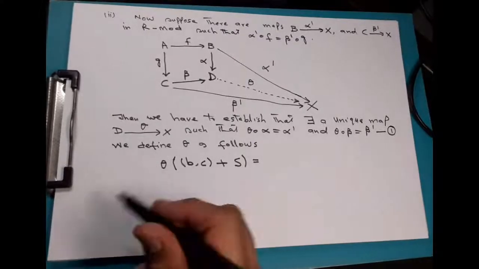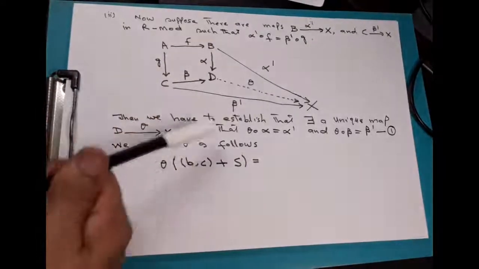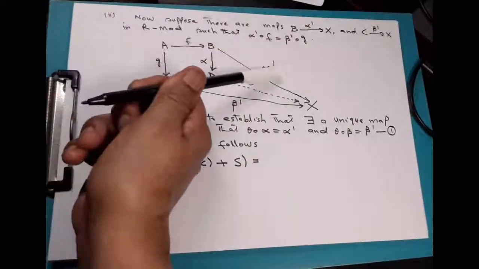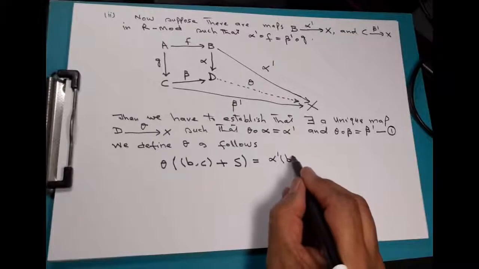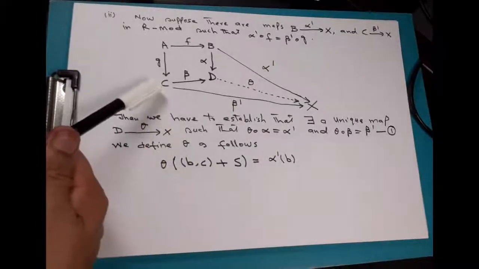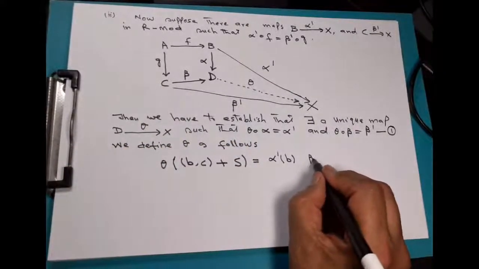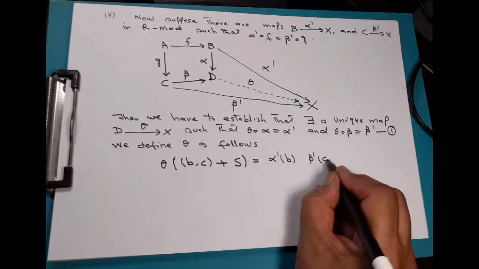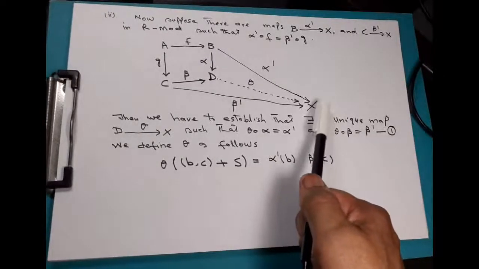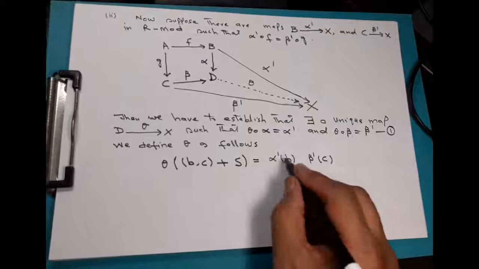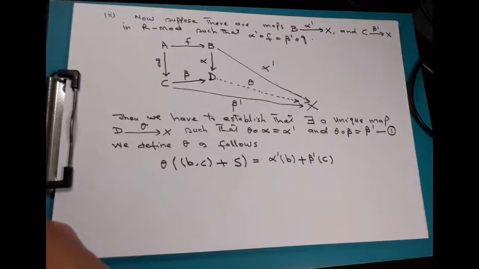Note that b belongs to this module B, so we can have the effect of alpha dash on b. Also c belongs to this module C, so we can have the effect of beta dash on c. Now these two elements, alpha dash of b and beta dash of c, belong to this module X. So we add these two elements in the module X. So this is the way we define theta.